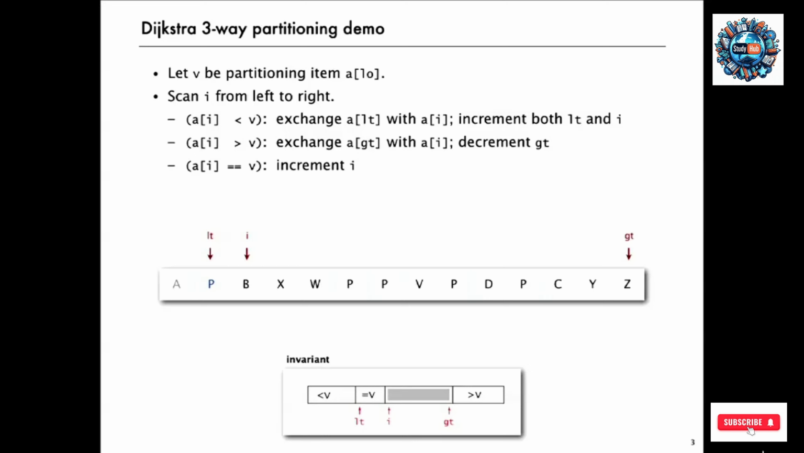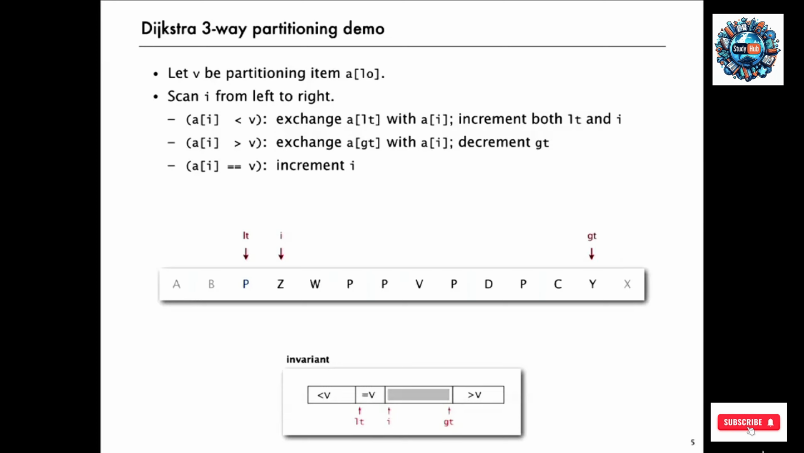That's less than the partitioning element. So we exchange it with LT and increment them both. So we're moving the smaller ones than the partitioning element to the left of LT and keeping LT pointing on the partitioning element. Now what about when we get one that's greater than the partitioning element? So in that case, we exchange the one over at the right with I and decrement GT.